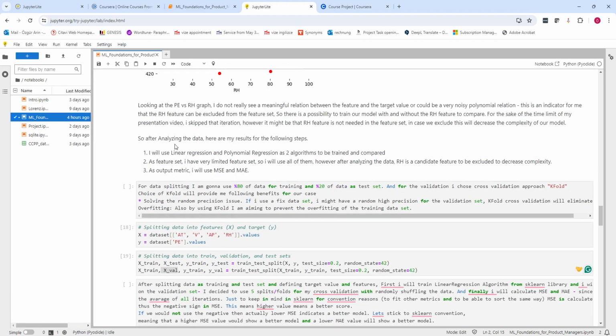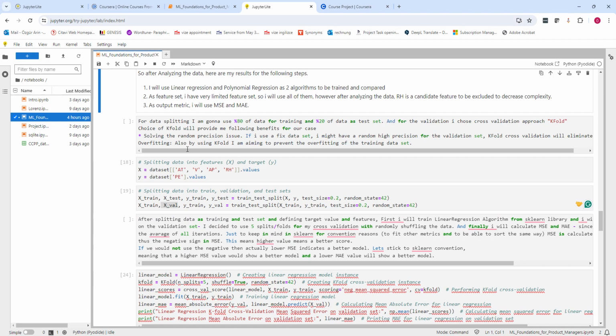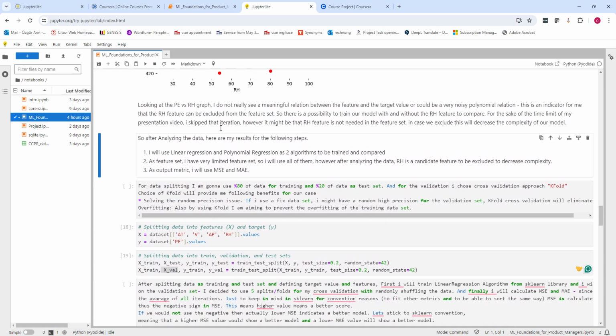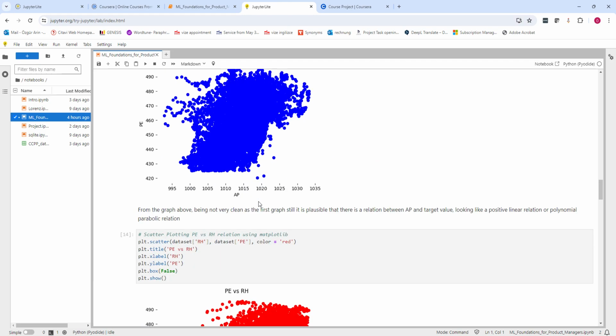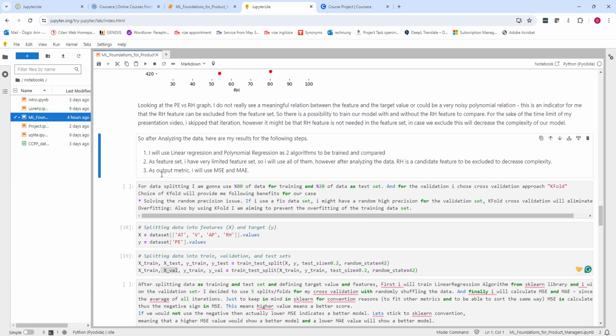And now I'm going to start actually training my models and comparing them. So in summary, I'm going to use linear regression and polynomial regression, 2 algorithms to train and compare. As a feature set, I'm going to use all the features that I have because I have a small feature set, so I do not want to exclude any. However, it could be thought that maybe RH can be excluded and tested. And as output metric, I'm going to use both MSE and MAE to test the performance of the different algorithms. If I had more expertise in the area, maybe I could have decided whether outliers matter or not. Depending on that, I could use MSE or MAE.